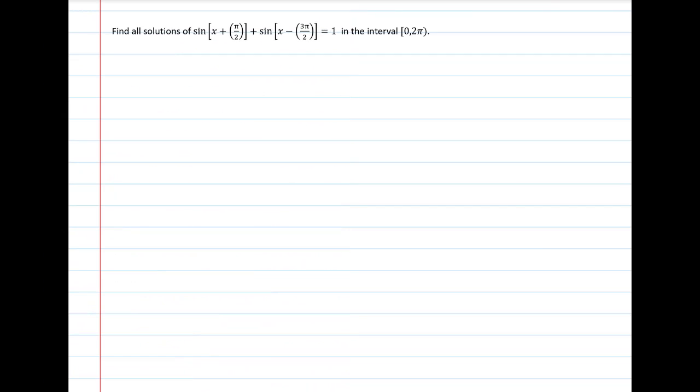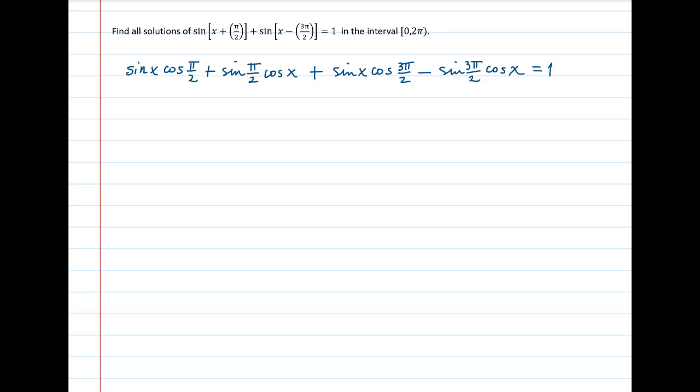Another example where we're asked to find the solutions of this equation here on the interval 0 to 2 pi. So notice how we have sine of a sum plus another sine of another sum, all of that equal to 1. So we're going to go ahead and just apply our sum identities, or formulas. And so we set it up in the following way. All right, so notice how in the first one we have sine of x times cosine of pi halves plus sine of pi halves times cosine of x, plus the second one would be sine of x times cosine of 3 pi halves minus sine of 3 pi halves times cosine of x. All of that equal to 1.